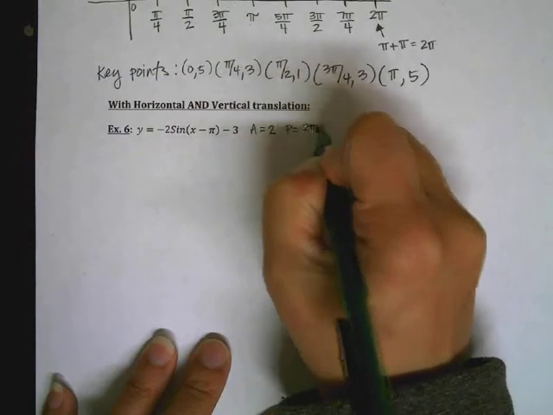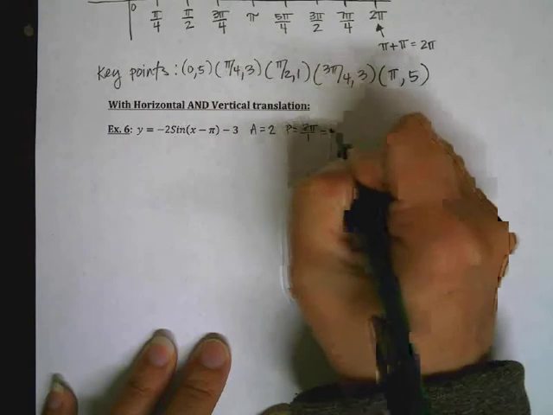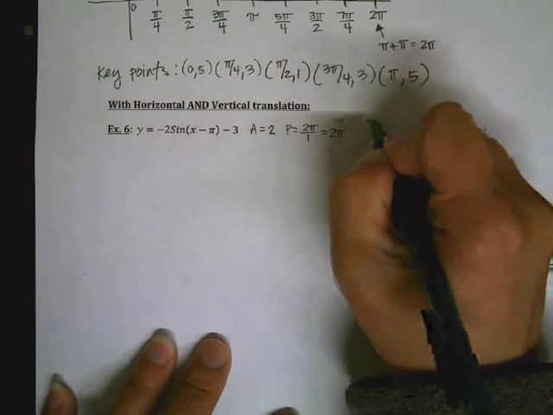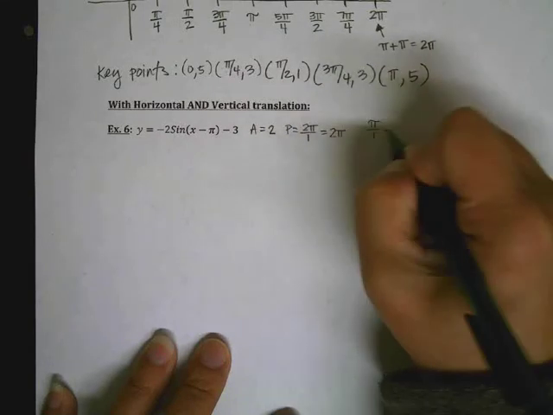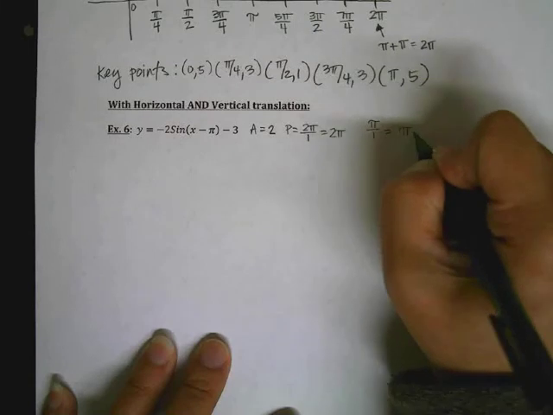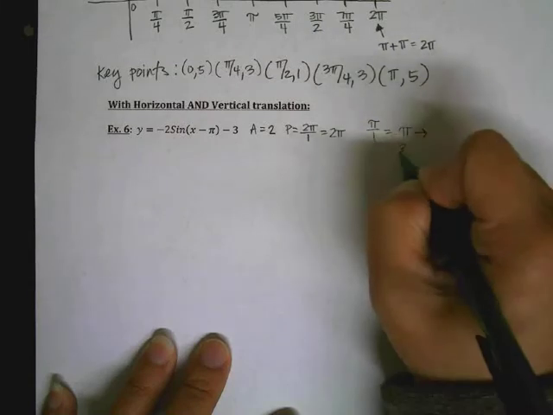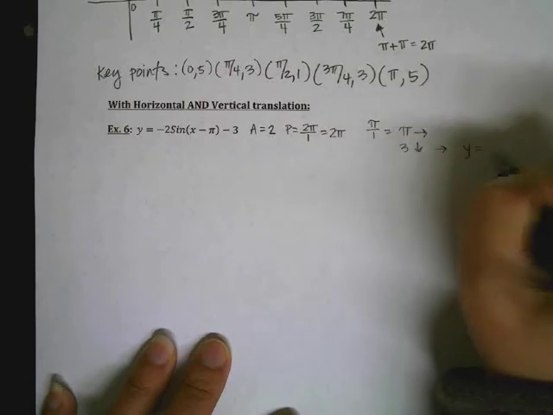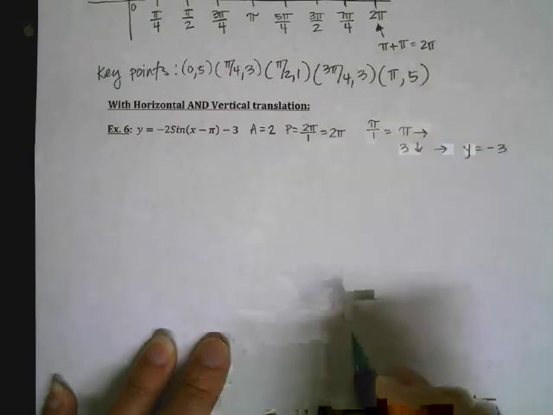2 pi over B. So it's going to be 2 pi. Translation is C over B. So it's going to be C over B, which is just pi to the right. And it's 3 down, which means our midline is at y equals negative 3.